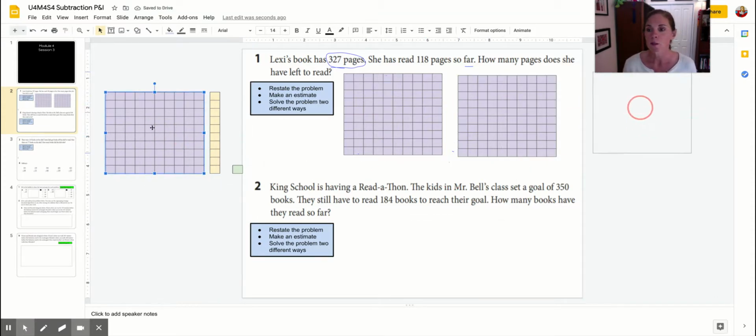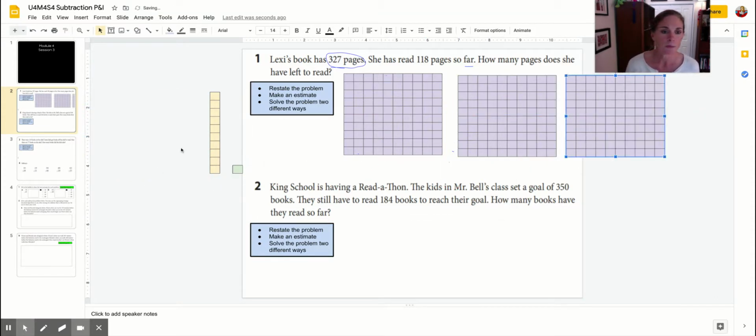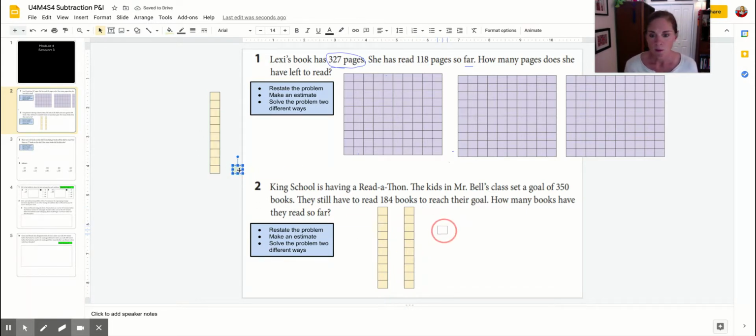100, 200, 300. Then we need 10, 20, and 21, 22, 23, 24, 25, 26, 27.